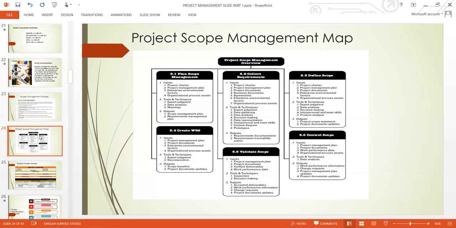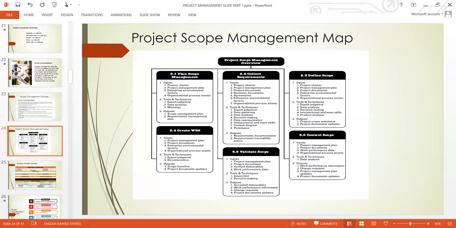After that, you go to work breakdown structure. In work breakdown structure, as I've said about it, you break everything down into smaller, manageable components. You see the inputs are the project management plan, project documents, enterprise environmental factors, and organizational process assets. You look at the tools and techniques you need to do this, and the output. After that, you validate scope. To validate scope, you look at the input and the output, the tools and the output. And then after validation, just like we said earlier, you control the scope.